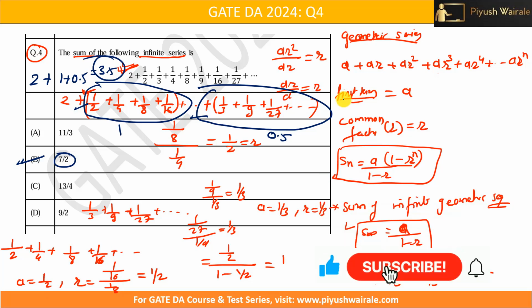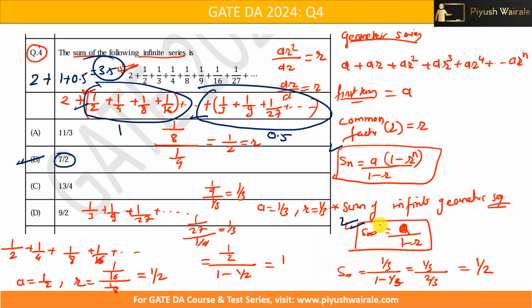Okay. So this formula you have to remember. If there are fixed terms, then you can use this formula. If there are infinite terms, then you can use this formula. Okay. I hope you understand this question.